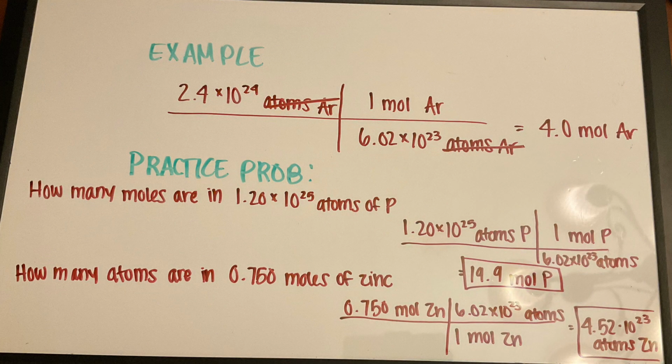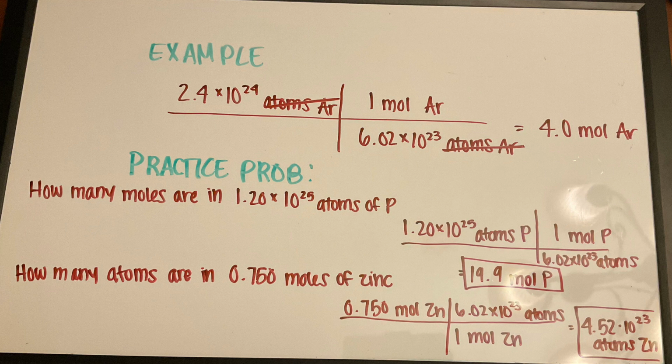So in practice problem number 1, I know I started with 1.20 times 10 to the 25th atoms of phosphorus. And I know that in 1 mole of phosphorus, there's 6.02 times 10 to the 23rd atoms. So I multiplied 1.20 times 10 to the 25th by 1 over 6.02 times 10 to the 23rd to get a total of 19.9 moles of phosphorus.